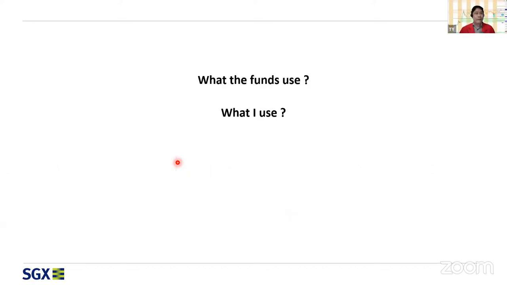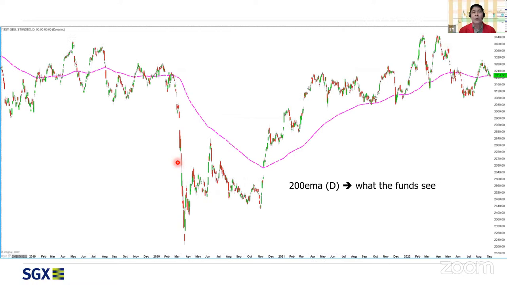So understanding the fair value, I'm going to straight away dive into what the funds use. Typically, it is generally accepted by everyone that the funds see the 200 period moving average on a daily chart, 200. Although, again, I can hear some voices say that they also use 50, 100, 200, but it doesn't matter for other parameters. This 200 EMA generally represents the fair value from the institution's point of view.